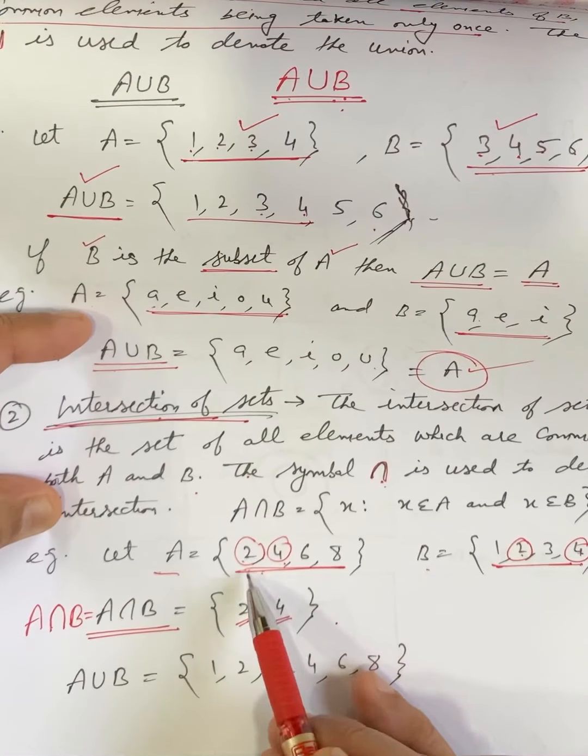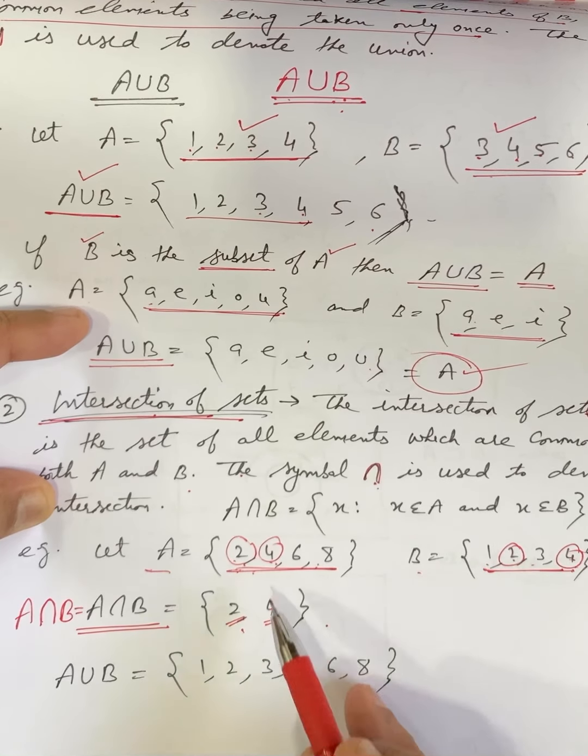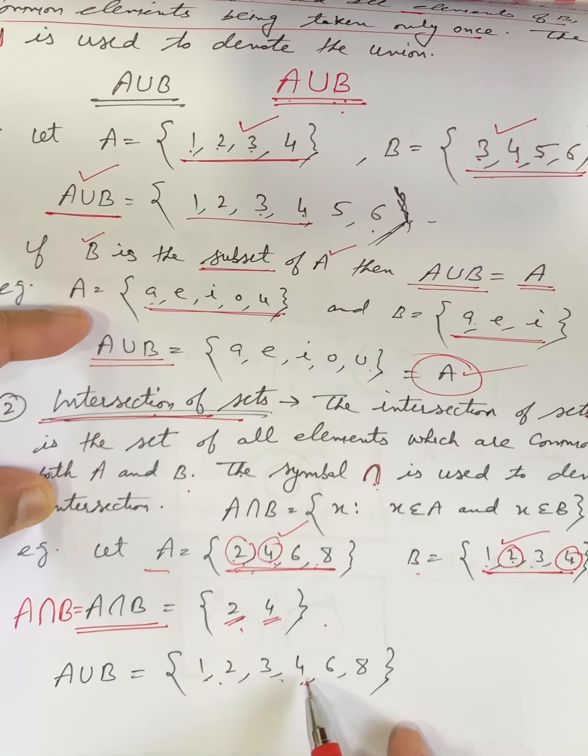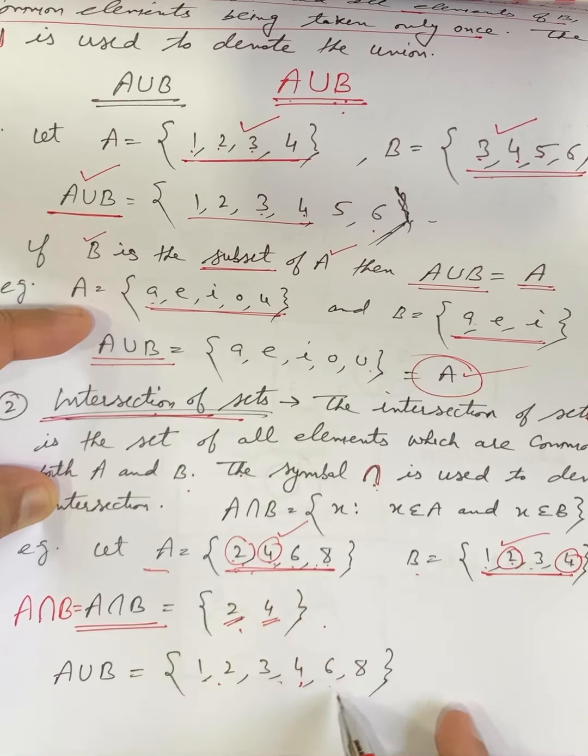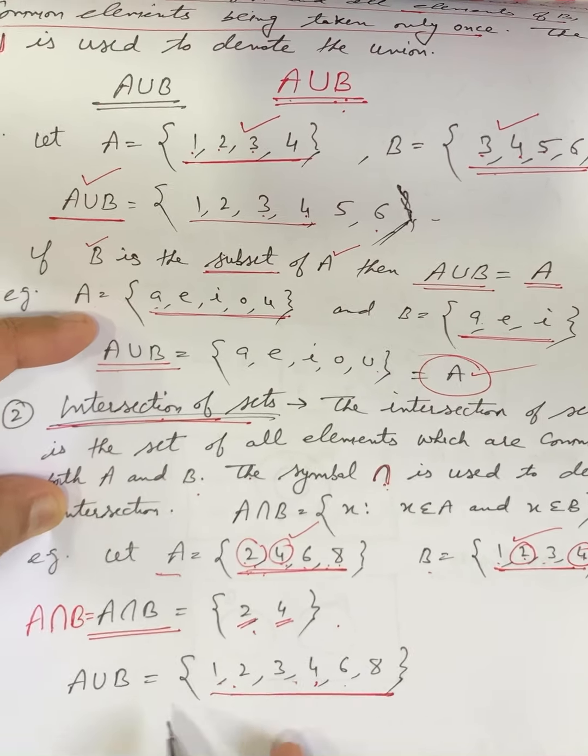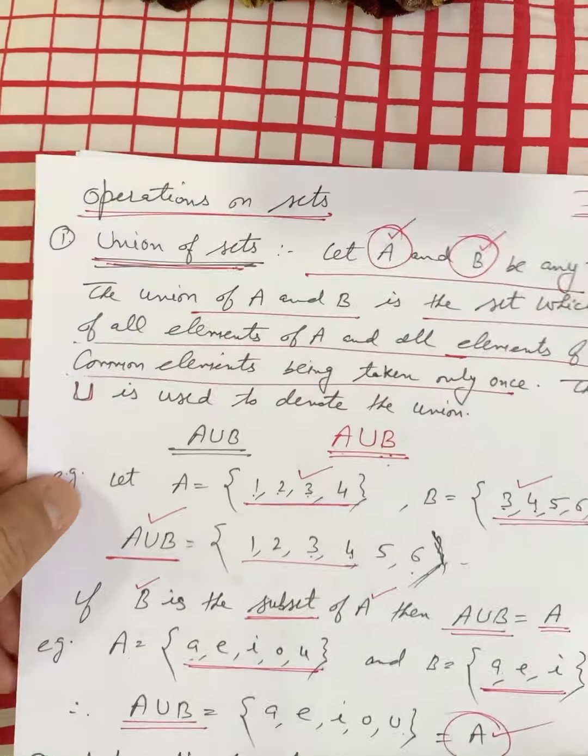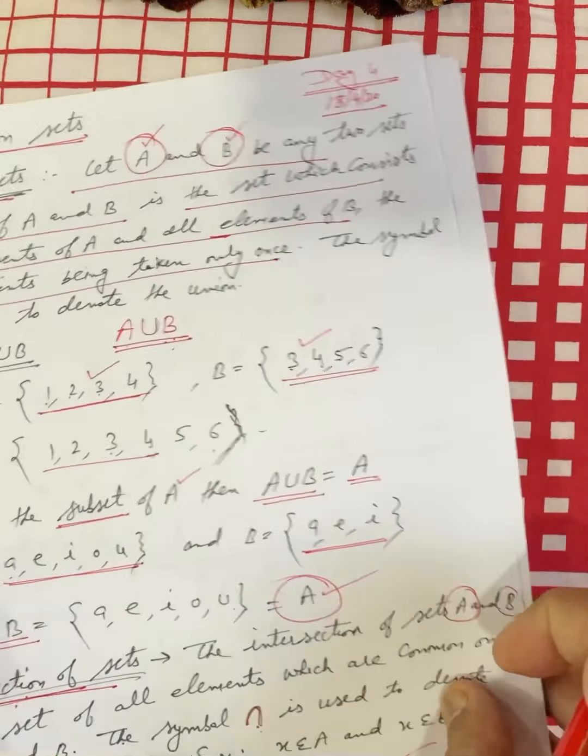What will be the union of these two sets? 2, 4, 6, 8, 1, 2, 3. All the elements between A and B: 1, 2, 3, 4. 2 and 4 are the repeated elements, so they will be written once. Then 6 and 8. All these 6 elements will be A union B. So these two operations are very, very important: union of two sets and intersection of two sets.